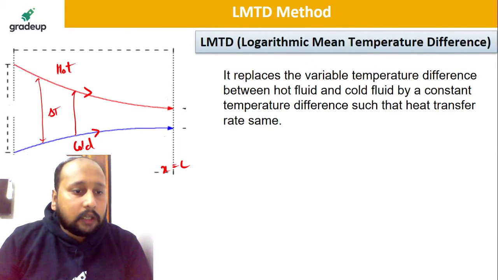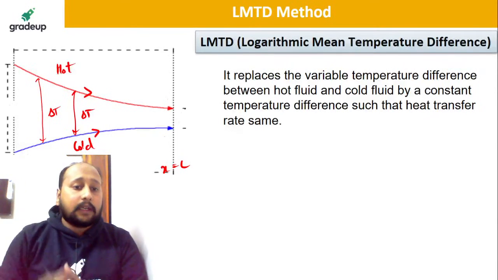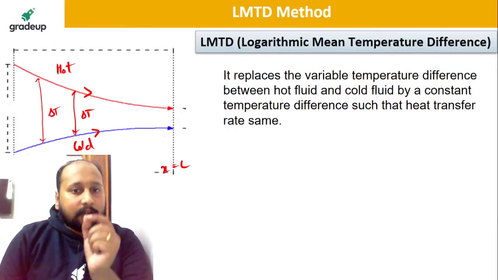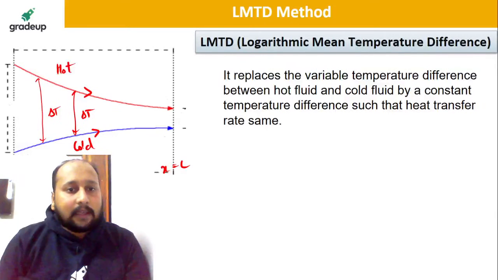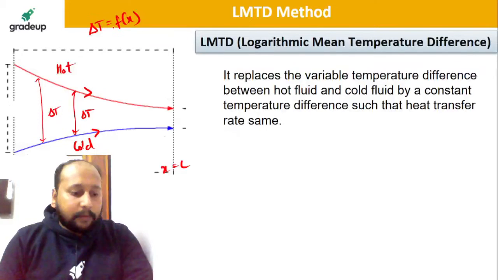Okay, so as you are moving along the length of the heat exchanger, what you are observing is that the temperature drop is constantly varying. At the starting, the delta T is very high. At the end, the delta T is very low. So at each and every point, we can say that delta T is a function of x. Are you getting the point? Your temperature drop is nothing but a function of x.